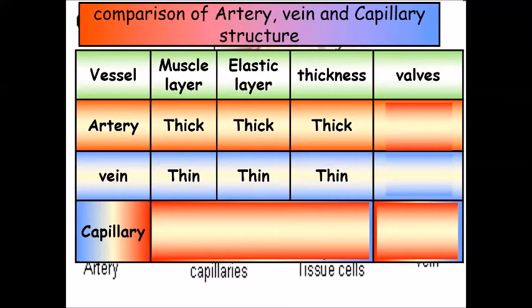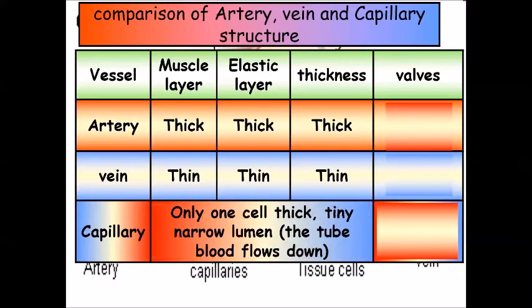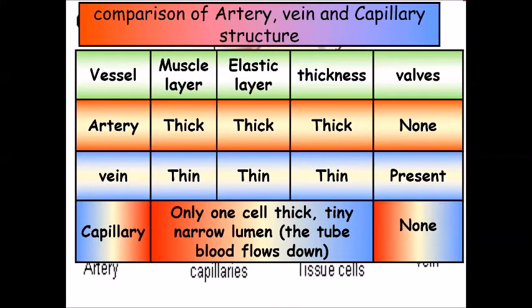Capillaries break all the rules because they don't follow the same principle. They're only one cell thick and they are tiny. They are the same size roughly as a single red blood cell. And the lumen, that tube that the blood flows down, is incredibly thin just to allow that rapid diffusion into the surrounding tissue. Final note there, arteries do not have valves, veins do, and capillaries are too simple to have them, so they can't have any.